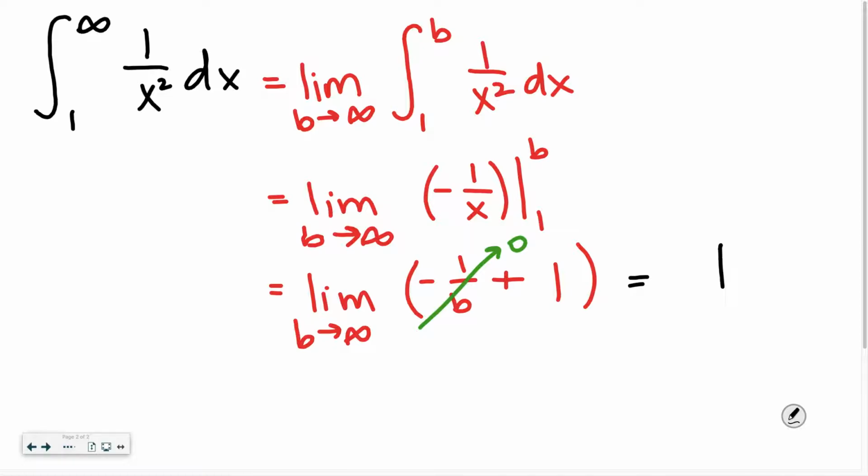And what's our limit? 1. Okay, so the area under the curve from 1 to infinity is 1. That's a really weird thing to think about though. Is that really actually completely accurate? It's like infinitely getting closer to 0. Yeah. We say that it converges to 1. So it is so close to 1, we can say it converges to that.